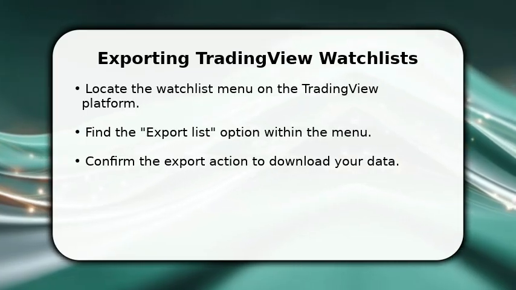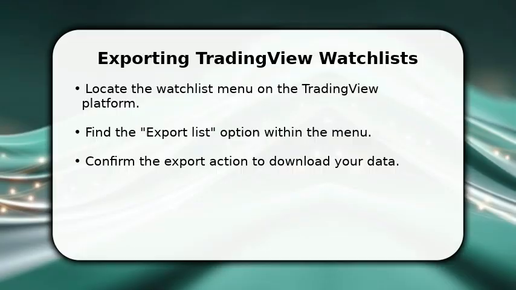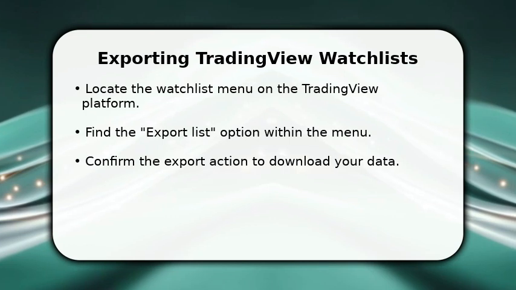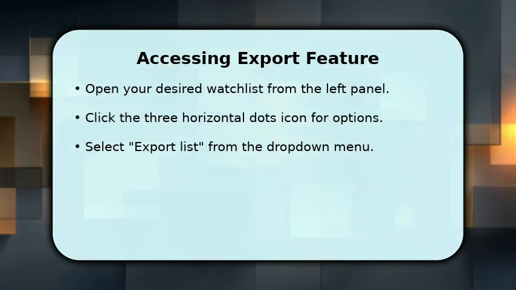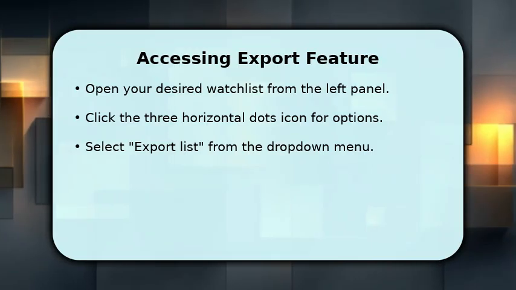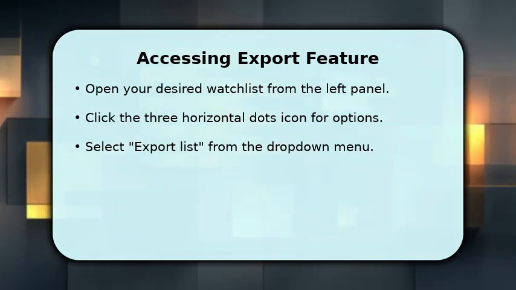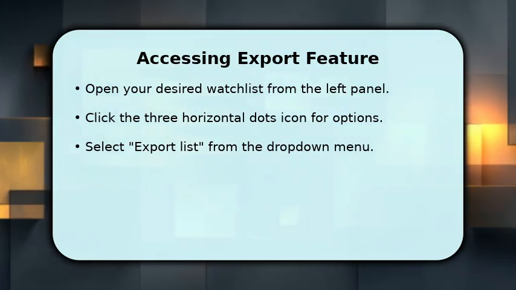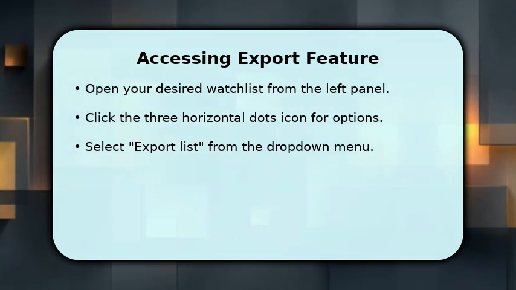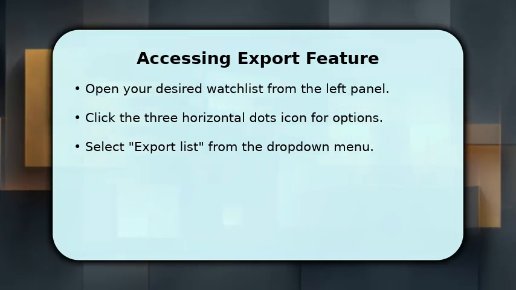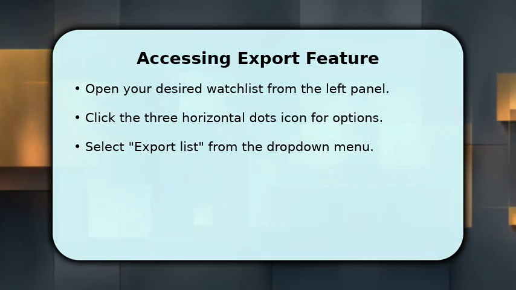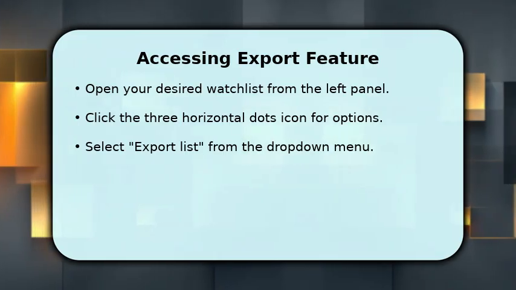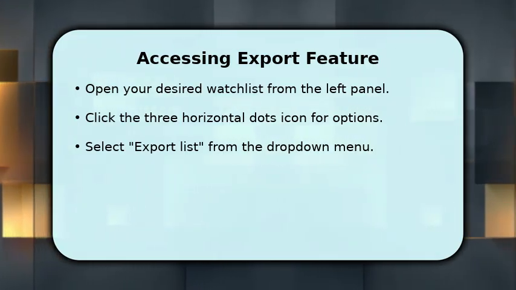This simple process allows you to save your customized watch lists for various uses, ensuring you always have access to your preferred trading instruments. To access the export feature, begin by opening the specific watch list you wish to save. On the right side of your watch list's title, you will see an icon with three horizontal dots. This icon represents the More Options menu. Click on it, and a list of actions will appear. From this list, simply select Export List. Your browser will then automatically download a comma-separated values file containing your watchlist data.